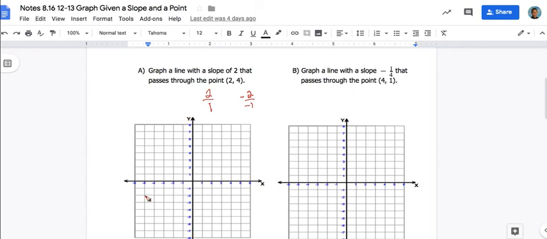So make sure after you make your graph that you read it like a book from left to right. If it slopes up, it's positive. You know you did it correctly. If you have a positive slope and your line is sloping up, if you have a negative slope, you know your line should be sloping down.